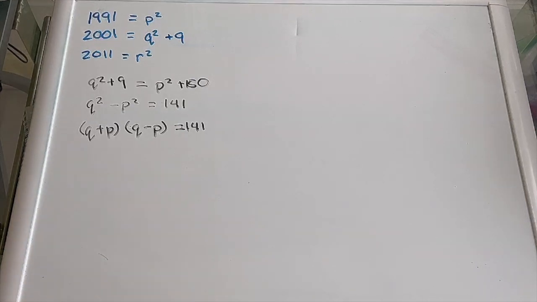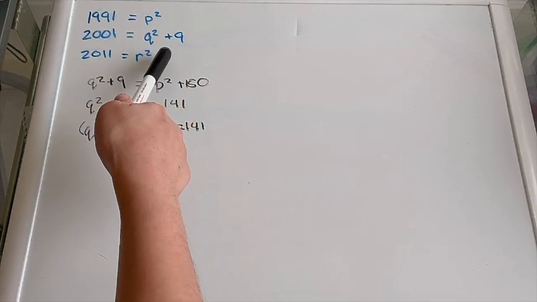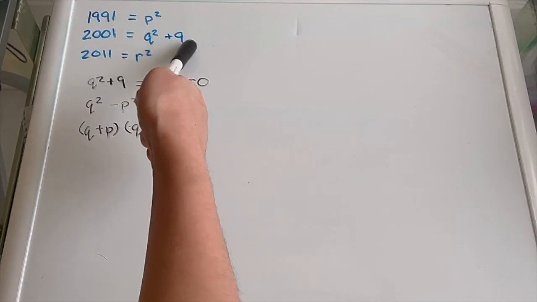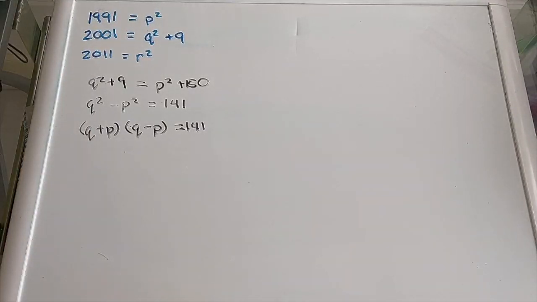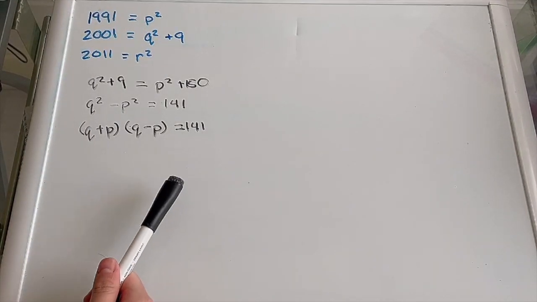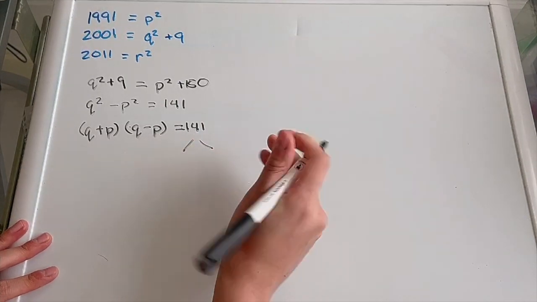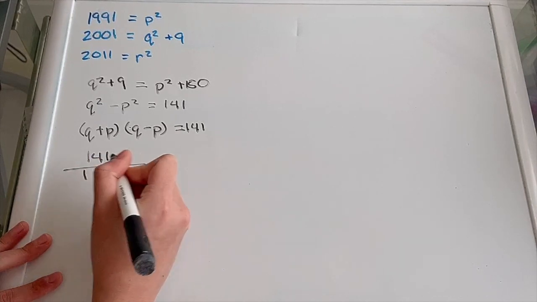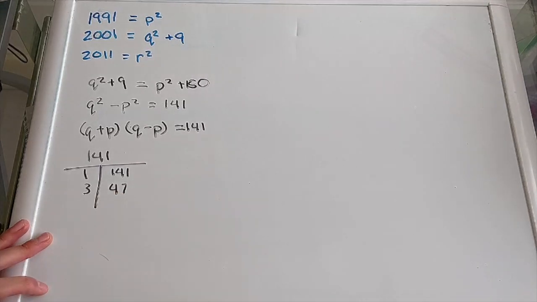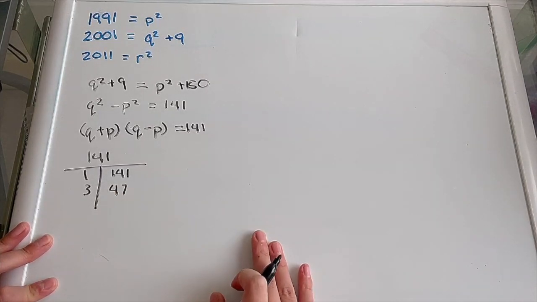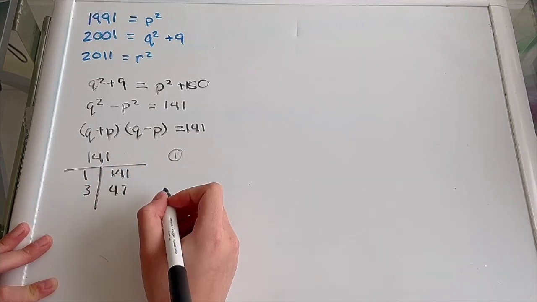Because p and q are both positive integers, with q greater than p, because this is a growth of 150 later and this is only plus 9, therefore q must be greater than p, then we can know that q minus p and q plus p are both factors of 141. So if we factorize 141, it can either be 1 times 141 or 3 times 47, and these are the only two ways we can factor it. So let's just do it by case. First case, if it was 1 and 141.